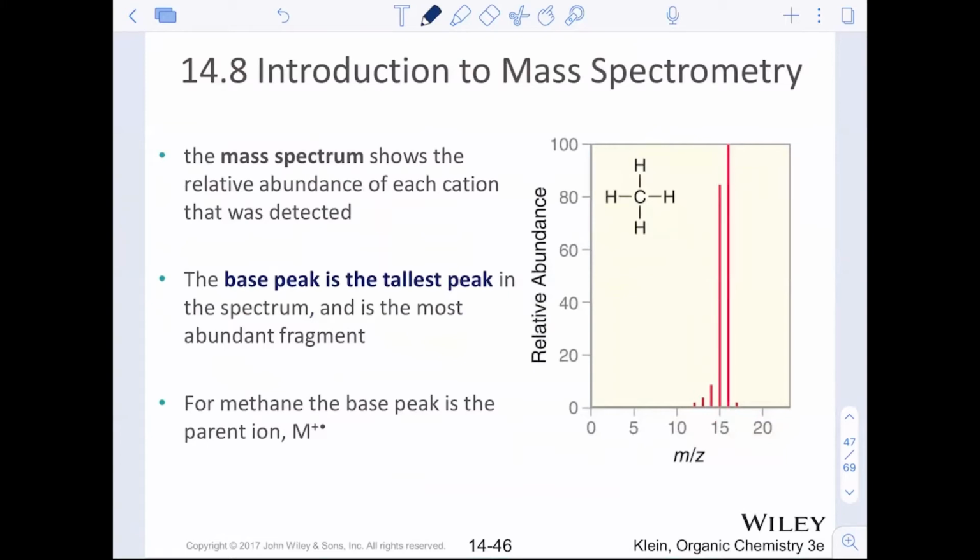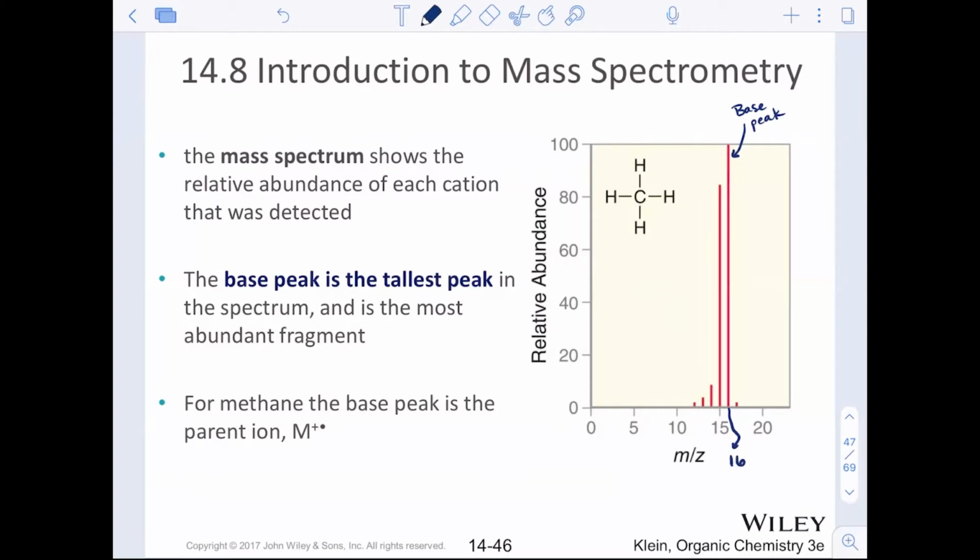Now, the mass spectrum shows the relative abundance of each cation that was detected. So the higher the peak, the more that fragment was detected. And so the base peak is the tallest peak on a spectrum. There's the base peak. It sometimes can be the molecular ion peak, the parent ion. For methane here, it is, right? 16. 16 for the charge to mass ratio, 16 for the molecular mass. It doesn't always have to be the same.